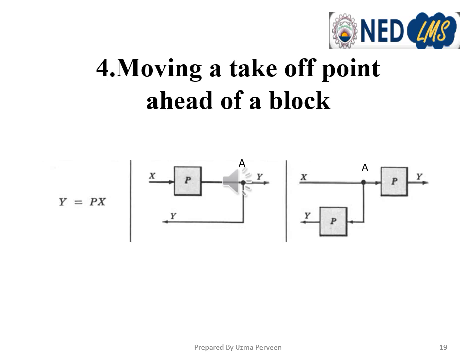if we want to move this point A ahead of the block P, then the value at the point ahead of the block will become x. So we have to multiply it by a block P. So now at both points the value of the signal is px. So we can move this takeoff point ahead of a block by multiplying this block by p.